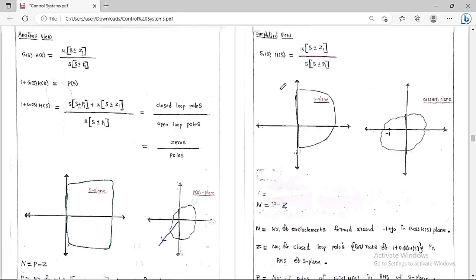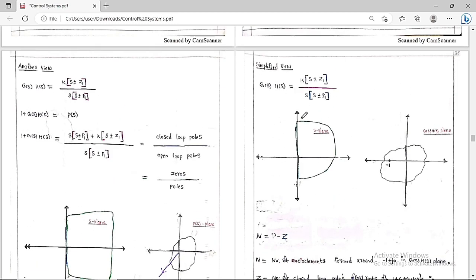Now let's go for the simplified view. In the simplified view, instead of writing this P of S, we will directly go for G of H of S itself. Now listen carefully. Same thing: G of H of S is equal to K into (S plus or minus Z1) by S into (S plus or minus P1). Same G of H of S we have taken.